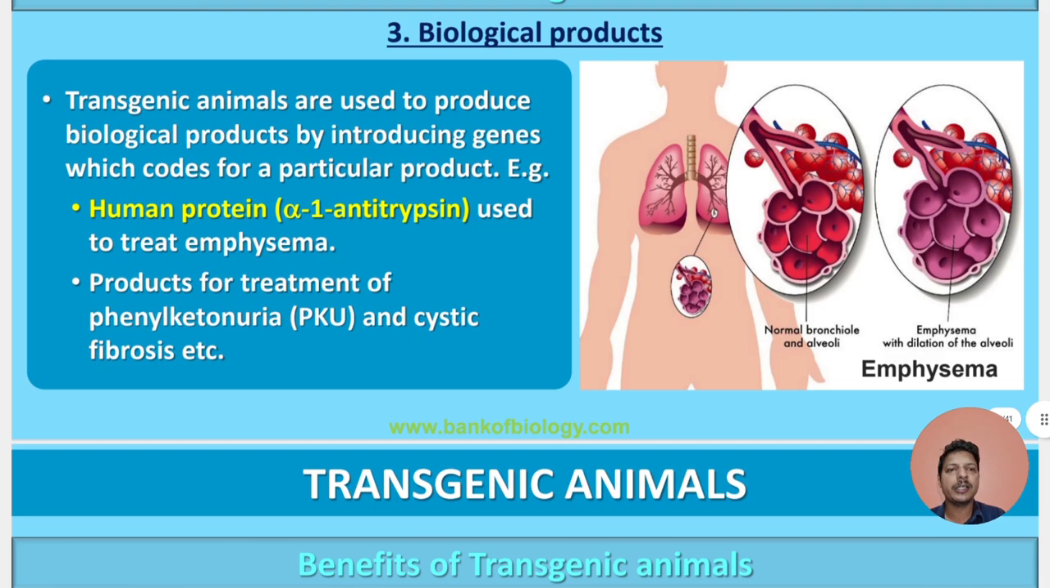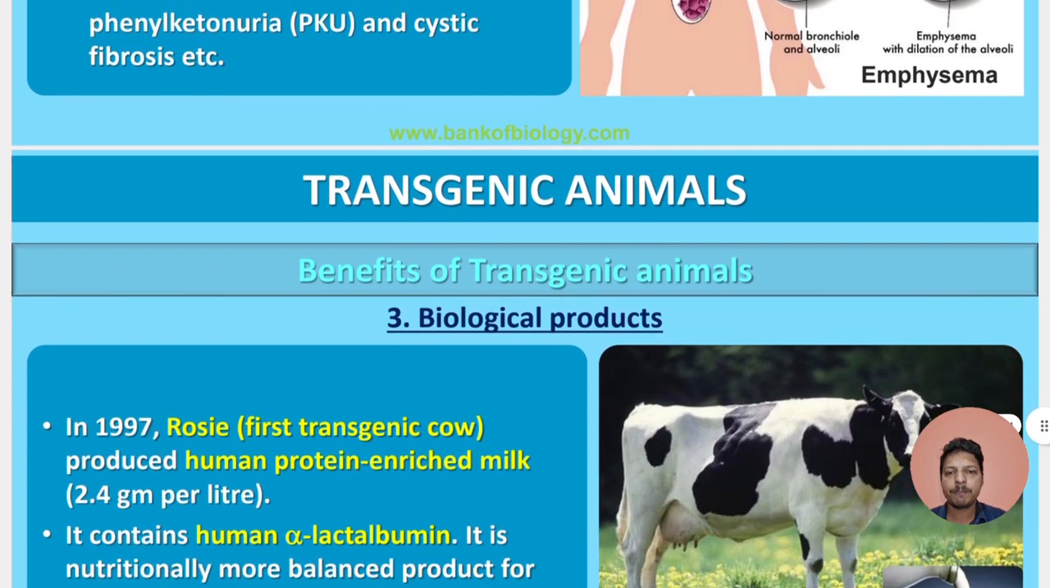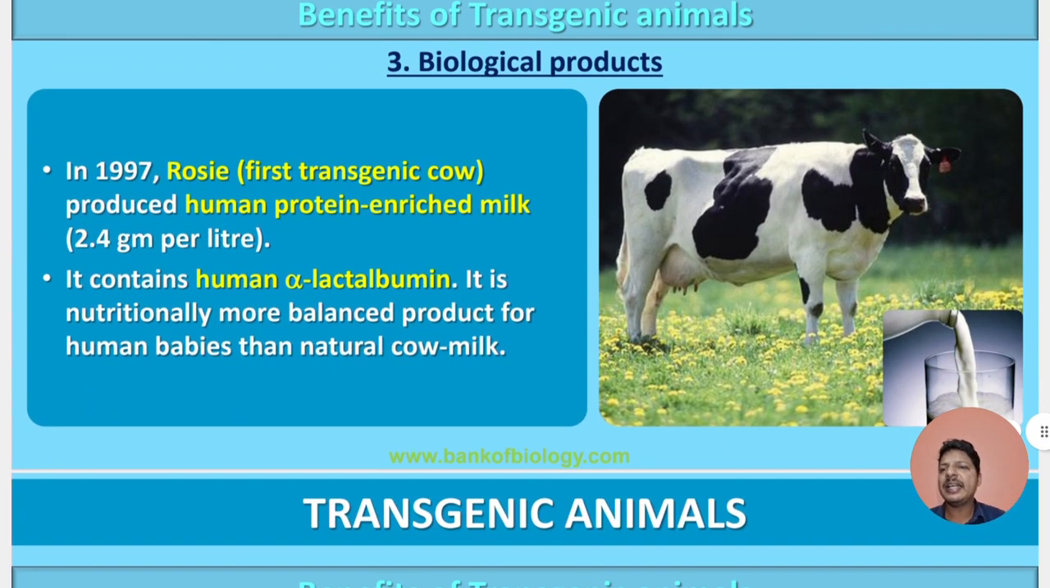Here, for emphysema, you can see the normal bronchioles and alveoli, and emphysema with dilation of the alveoli. See the diagrams. In 1997, Rosie, the first transgenic cow, produced human protein-enriched milk, 2.4 grams per liter. It contains human alpha-lactalbumin. It is a nutritionally more balanced product for human babies than natural cow milk.